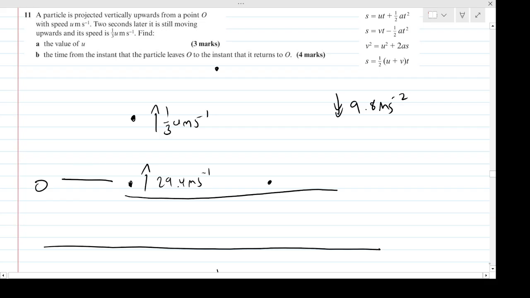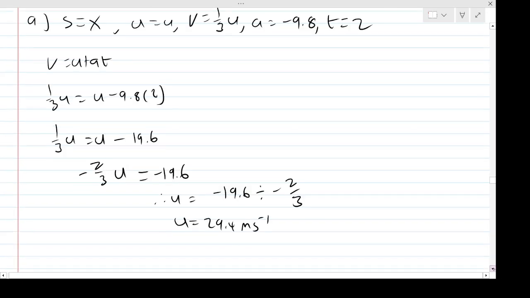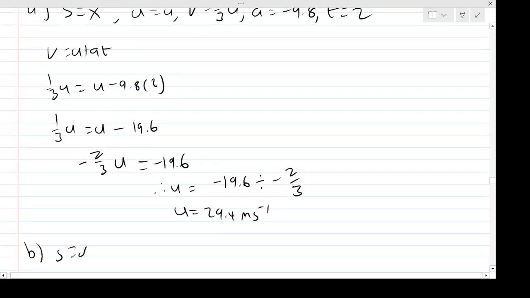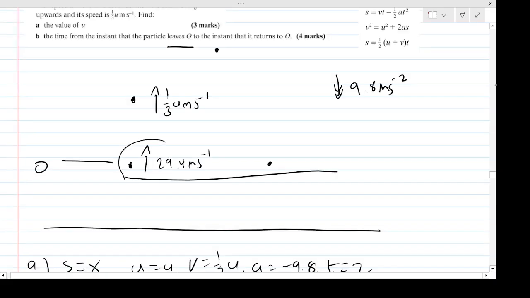So if it returns to O, if we start at O and then we end at O, well, the displacement, meaning how far overall from the start to the end we have gone away from O, is nothing. If we start at O and end at O, we've not moved anywhere at all. So there's no displacement. What we can say is that s is going to be 0. u, the initial speed, is 29.4. We worked that out.